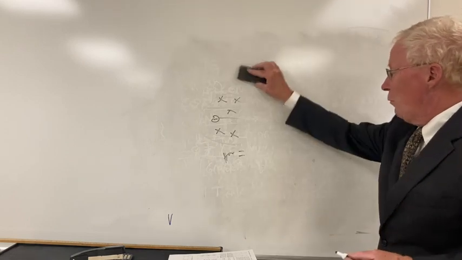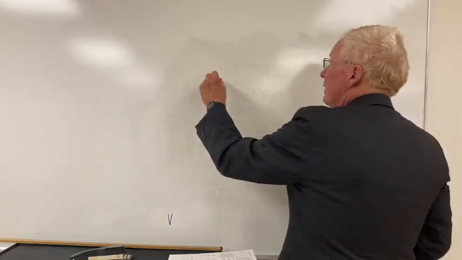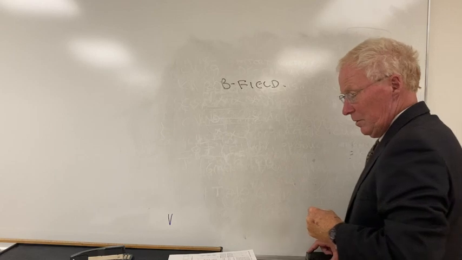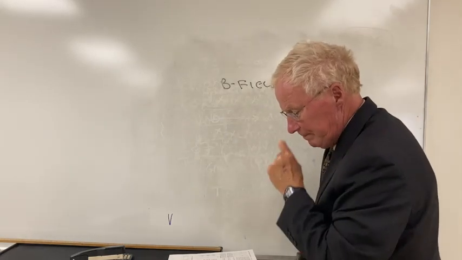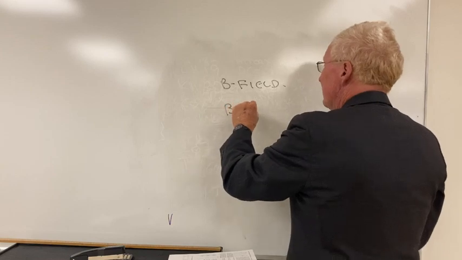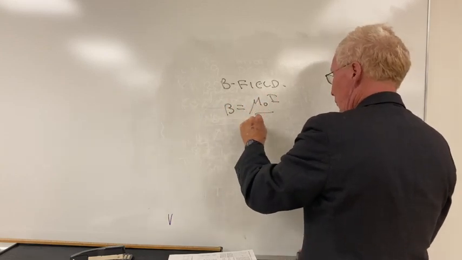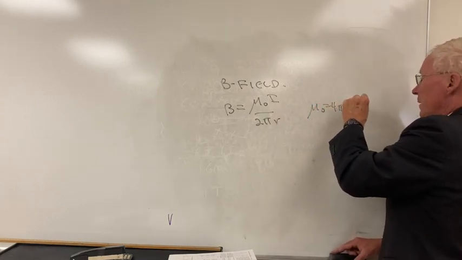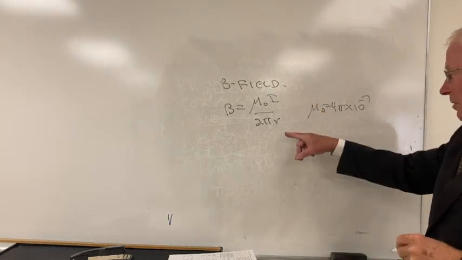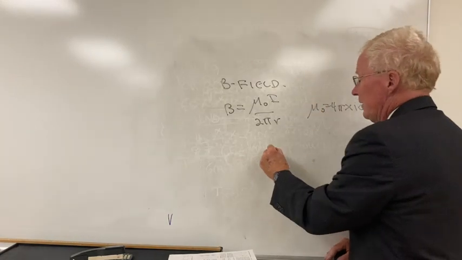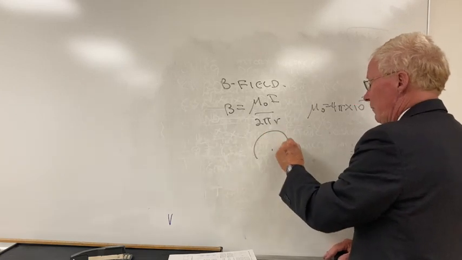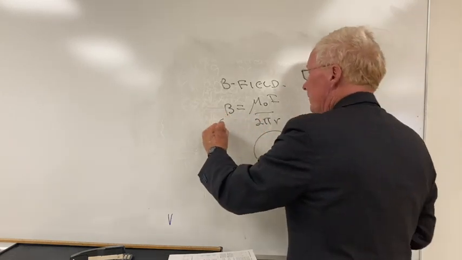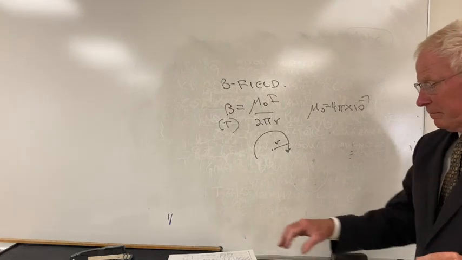Field around a wire. For the B field, we use the term B for magnetic field. The magnetic field is mu naught I over 2 pi r, where mu naught is 4 pi times 10 to the minus 7th, I is the current, and r is the distance. So if you've got a current moving out, the magnetic field at a distance r away is given by this in units of Tesla.